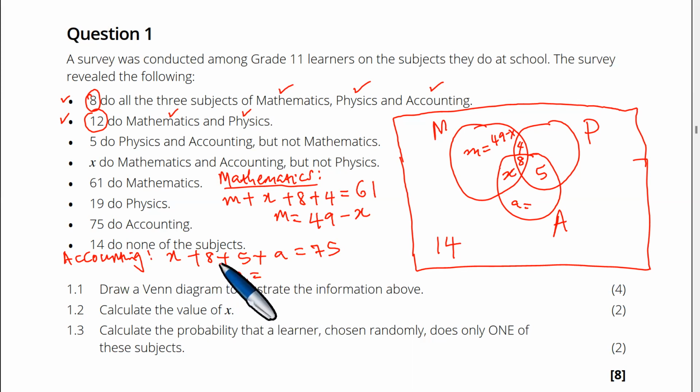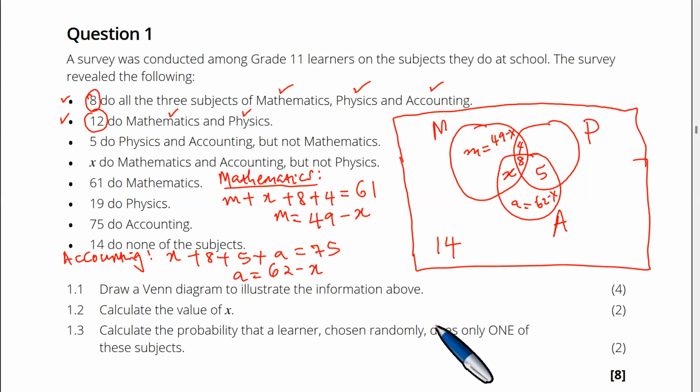What is 8 plus 5? It's exactly 13. Right. So 75 minus 13 is 62 minus x. Means those who are doing accounting only are 62 minus x. Right. So we have that.